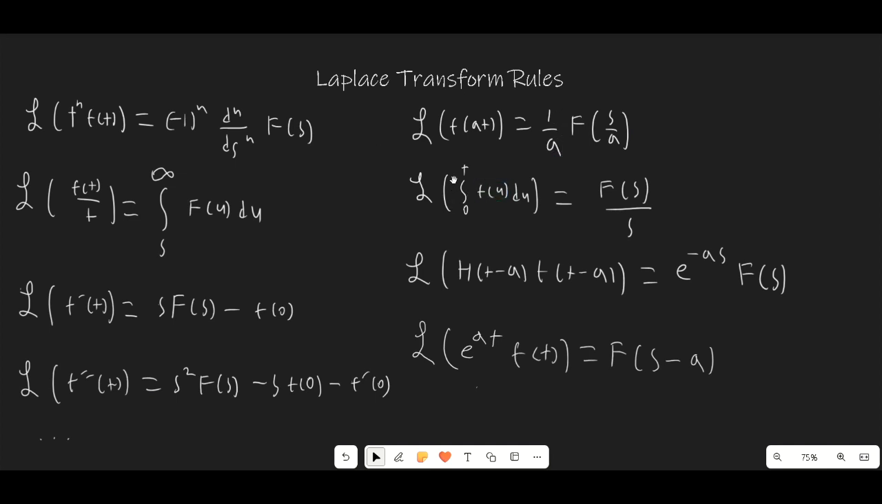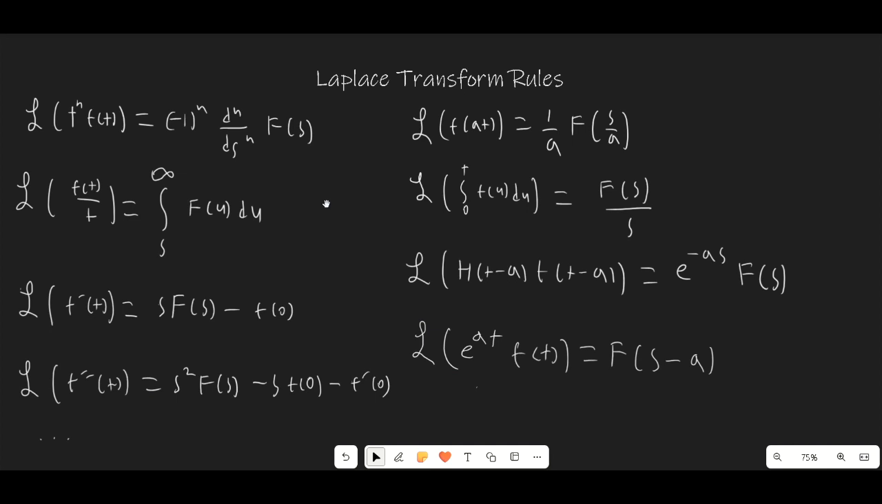Also, if you integrate with respect to t, in this case it's with respect to u, but essentially this is with t, then it's the same as dividing by s. Also, if we multiply a function by the unit step function, then we end up multiplying by e to the negative as right here, which is a little bit interesting. And this may sometimes show up if you want to take the inverse Laplace transform of something raised to a power. And finally, if we multiply by e to the at, this just shifts over the Laplace transform.